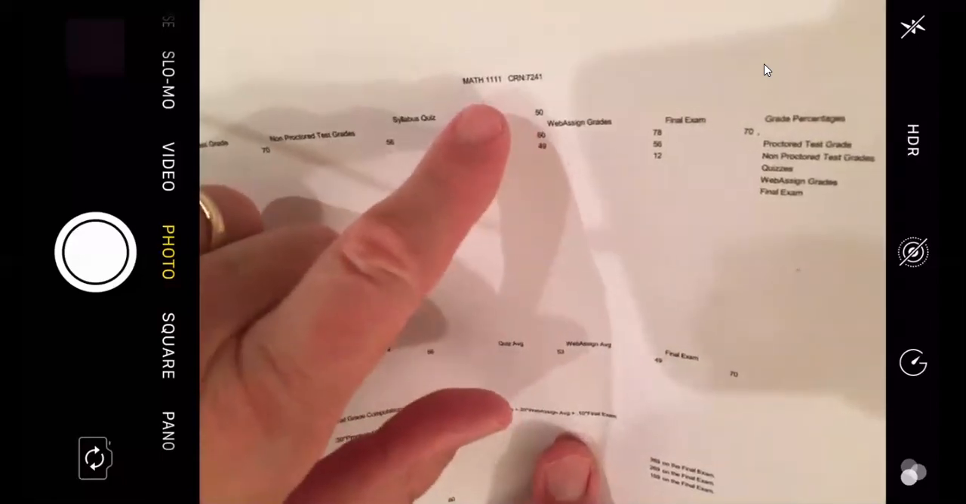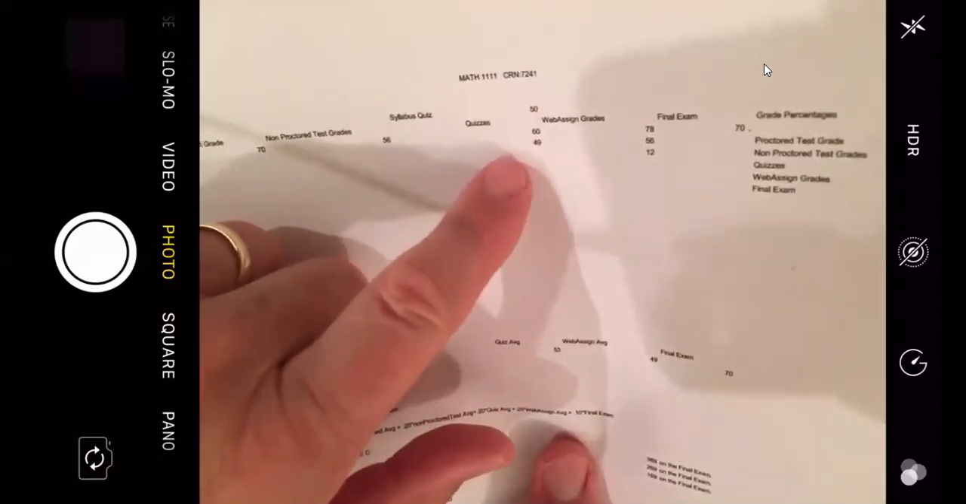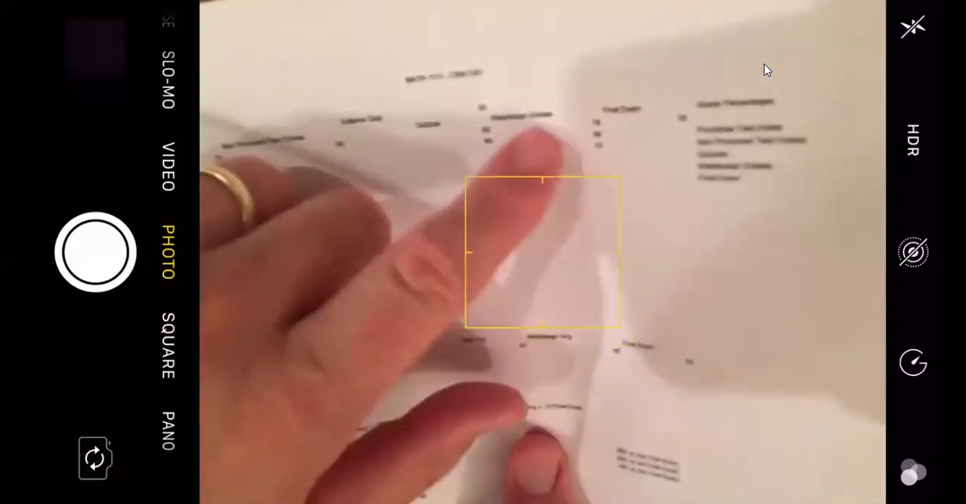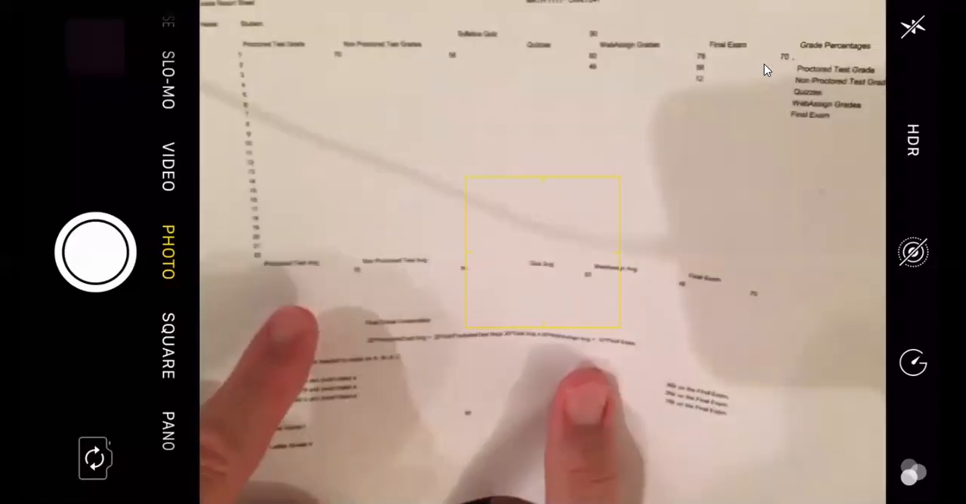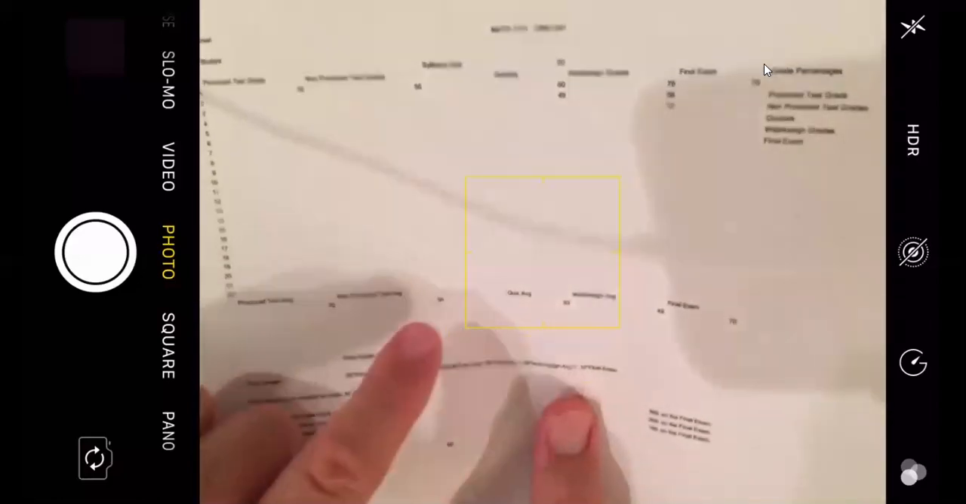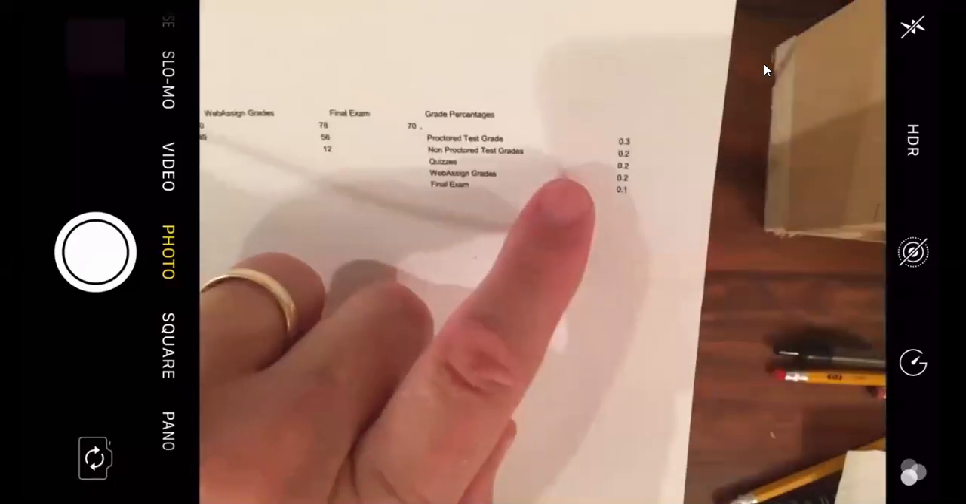When we take the real grades, we'll punch over those. We've got 1 non-proctored test grade. We got the syllabus quiz up here, and then 2 other quiz grades. And then we've got 3 web assigned grades. So then the averages of those columns are down here. The equation to give you your grade is right here. Just these averages times their percentages, and the percentages are over here. 30% for the proctored test grade, 20% for the middle, and 10% for the final.